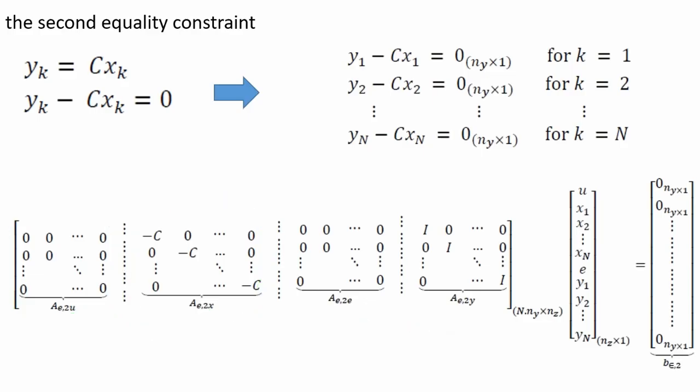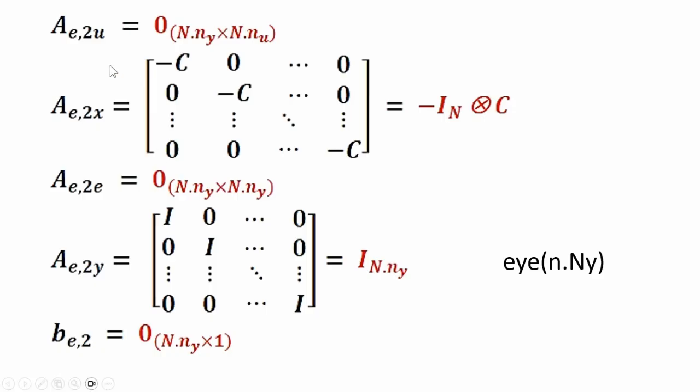Now if you see, AE2u is all zeros. So we can write AE2u as all zeros. But how many rows? Since this is associated with the measurement equation, it should have n times ny rows. And how many columns for this one? We have to see that this is being multiplied with the control inputs. That's why the number of columns is n times nu, for the control inputs.